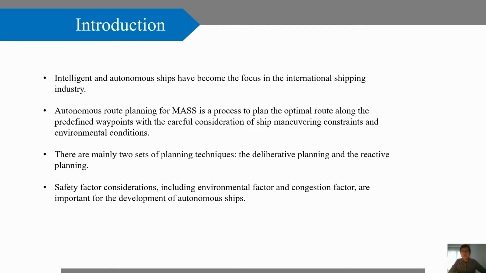Intelligent and autonomous ships have become the focus in the international shipping industry. Autonomous route planning for maritime autonomous ships is a process to plan an optimal route along the predefined waypoints with careful consideration of ship maneuvering constraints and environmental conditions. There are mainly two types of planning techniques, deliberative planning and reactive planning. Safety factor considerations, including environmental factor and congestion factor, are important for the development of autonomous ships.